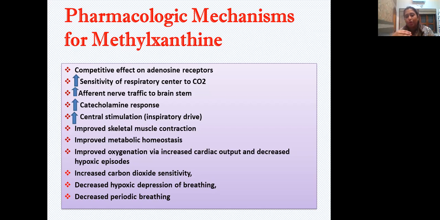Now, it improves the skeletal muscle contraction, therefore there is more effective breathing, improves the metabolic homeostasis, and improves oxygenation via increased cardiac output and therefore decreased hypoxic episodes. It increases the carbon dioxide sensitivity, decreases hypoxic depression of breathing, and decreases periodic breathing as well.